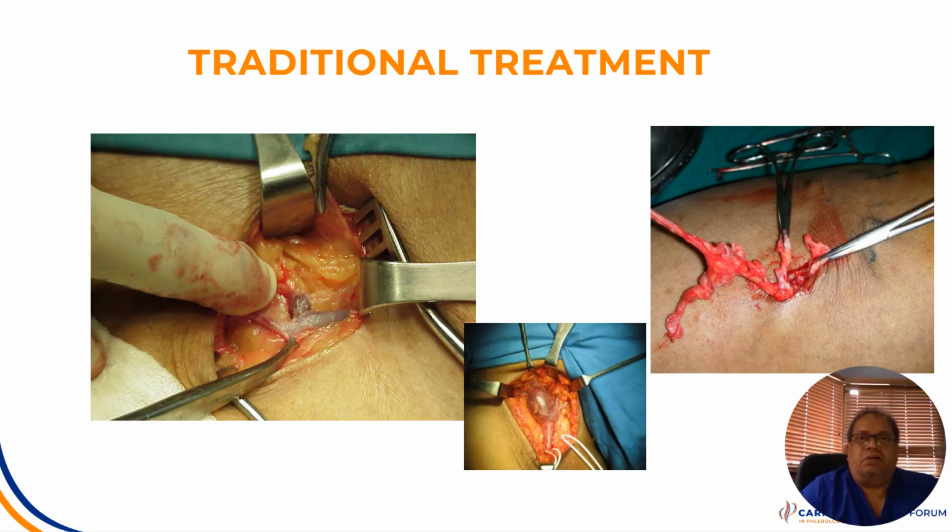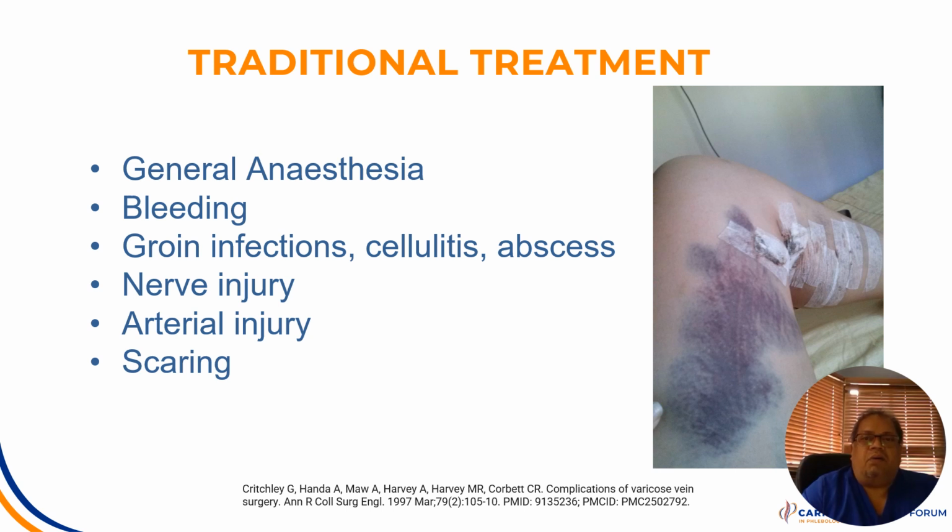As we all know, traditional treatment of varicose veins includes saphenofemoral and saphenopopliteal ligation, stripping, phlebectomy, and perforator ligation. And we are all aware of the complications of such procedures, which include the complications of general anesthesia, bleeding, groin infections, cellulitis and abscess formation, nerve injury, which particularly applies to procedures on the short saphenous vein, arterial injury, especially with redo groin dissections, and scarring.